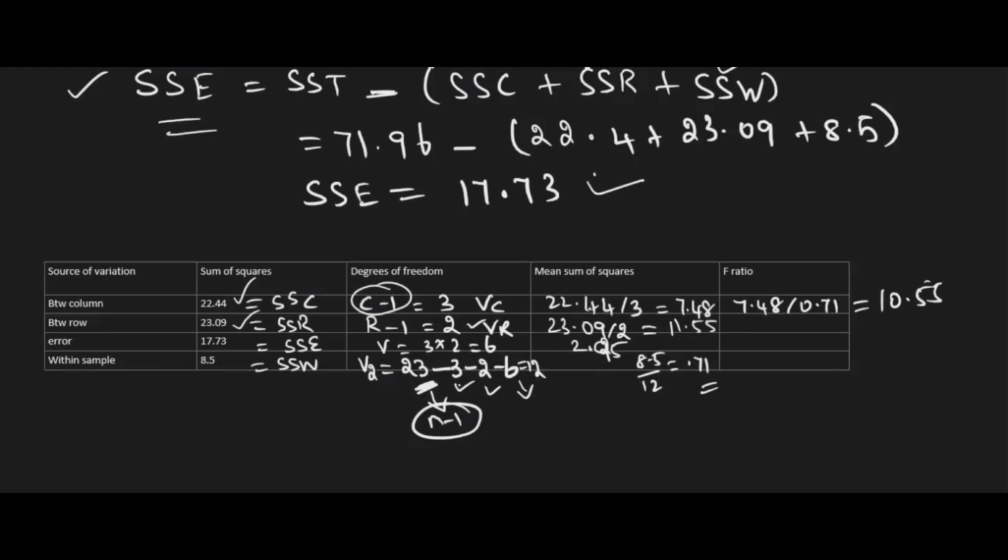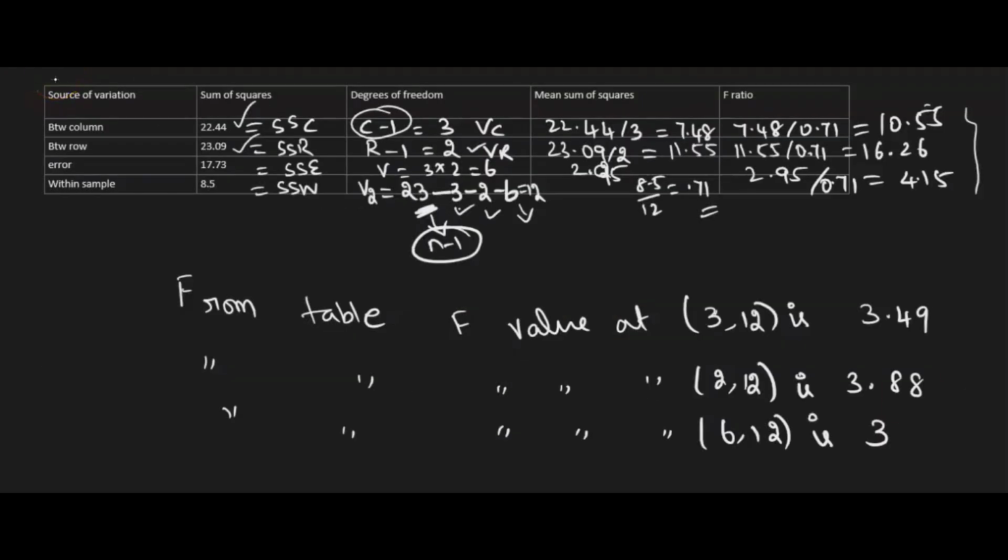Similarly, I'll write the other values. So I have written all the 3 values. So now you have to compare this with the F ratio value from the tabular column for the corresponding degrees of freedom. Now these are the table values at 3, 12, that is V1, V2. What is the first value? This 3 is here and 12 is here. 3, 12 is 3.49. So this is for the column wise.